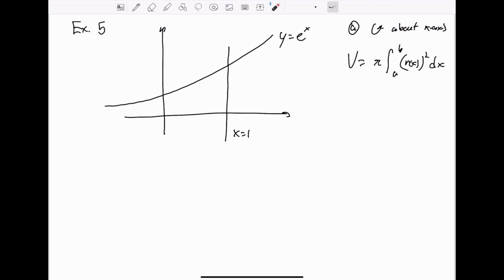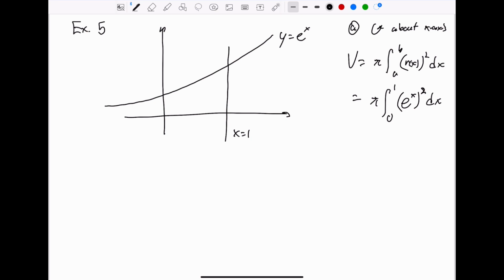The radius here, once again, is the distance from the line of rotation to the outside of the shape. That's this y distance. But this y distance is equal to e to the x. So our radius function r is just e to the x. So we have pi times the integral of e to the x squared dx. And we are integrating starting at x equals 0 and adding up these slices until we get to x equals 1. So the limits of integration are from 0 to 1.